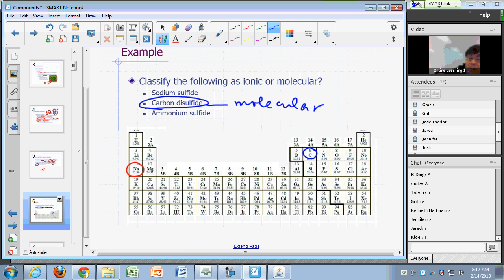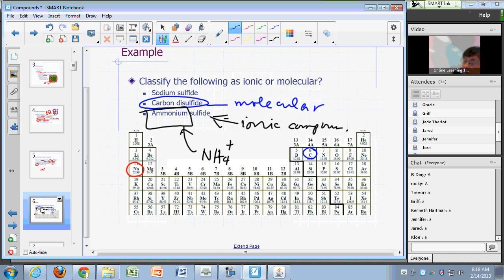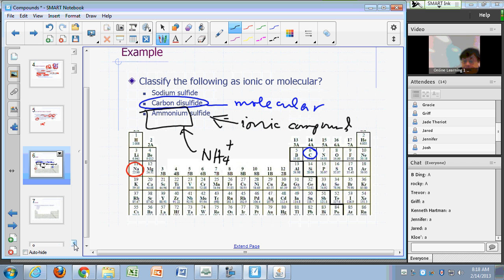Next one, ammonium. You see the word ammonium in the name, which immediately tells you that it represents a polyatomic ion with a formula of NH4 with a positive 1 charge. So this compound has ammonium ions, and it's an ionic compound. That's how you classify based on the name or formula. You look for the symbol or name of a metal at the beginning of the name, or you look for ammonium at the beginning of the name.